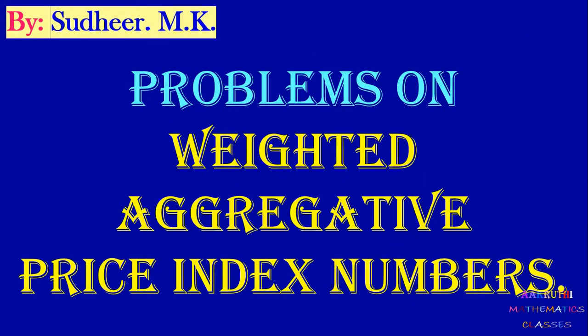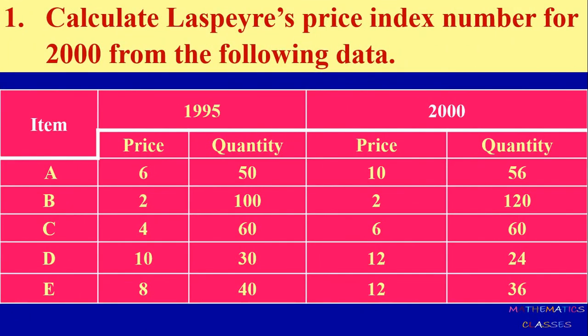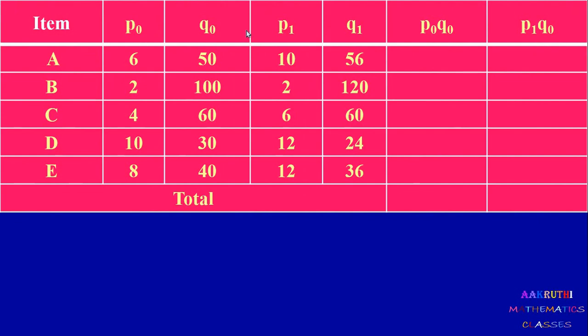I am Sudhir MK. In this class, I am going to discuss problems on weighted aggregative price index numbers. Consider the first problem. Calculate Laspeyres price index number for 2000 from the following data. Here 1995 is the base year and 2000 is the current year. We take base year price as P0, base year quantity as Q0, current year price as P1 and current year quantity as Q1.